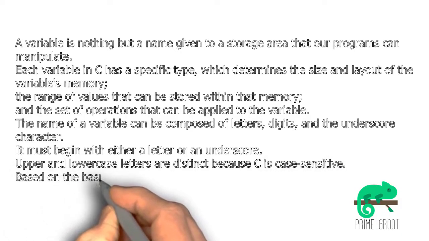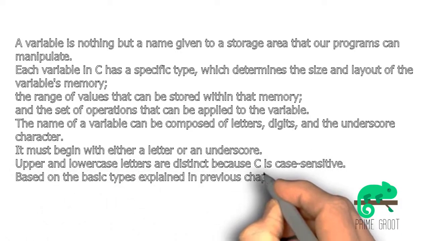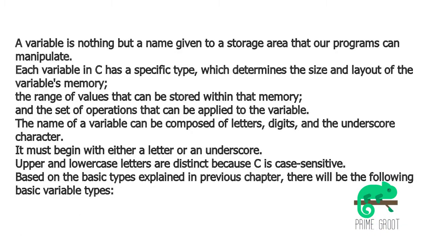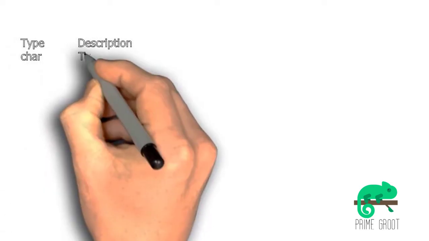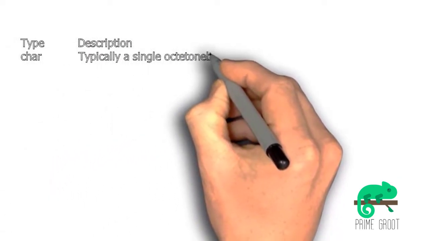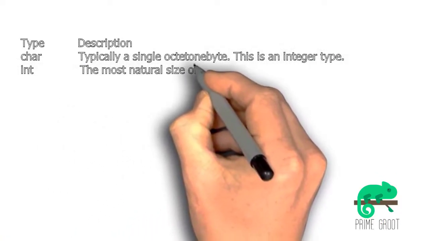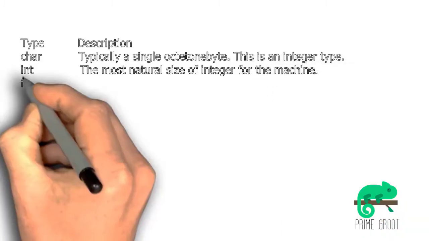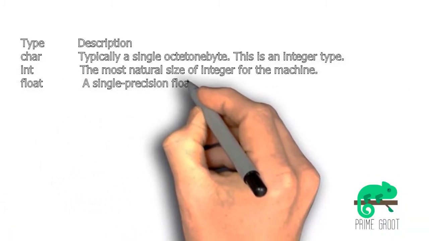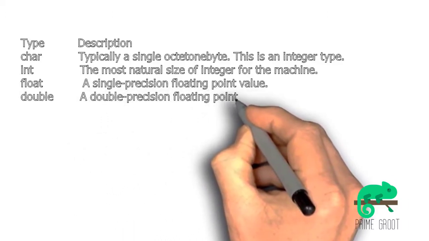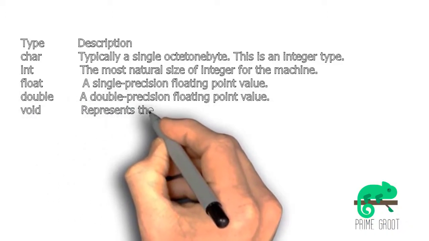Based on the basic types explained in the previous chapter, there will be the following basic variable types. Type, description. char, typically a single octet, one byte. This is an integer type. int, the most natural size of integer for the machine. float, a single precision floating point value. double, a double precision floating point value. void, represents the absence of type.